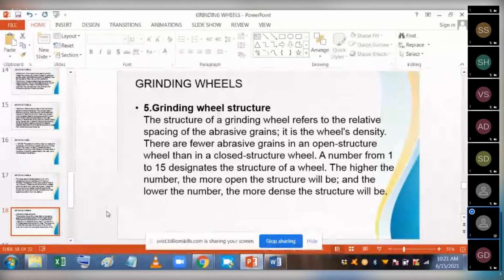Now comes the final one, which is the grinding wheel structure. The structure of a grinding wheel refers to the relative spacing of the abrasive grains. I have already discussed in earlier classes that the distance between the abrasive particles gives you the structure. It is the wheel's density. There are fewer abrasive grains in an open structure wheel than a closed structure. There are numbers for the designation of the structure, 1 to 50, that designate the structure of the wheel. The higher the number, the more open the structure will be, and the lower the number, the more dense the structure.